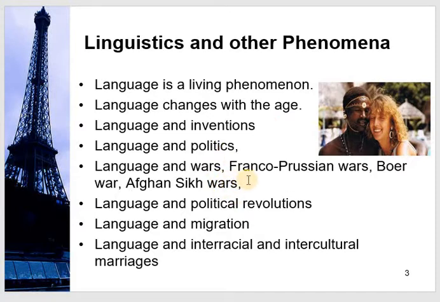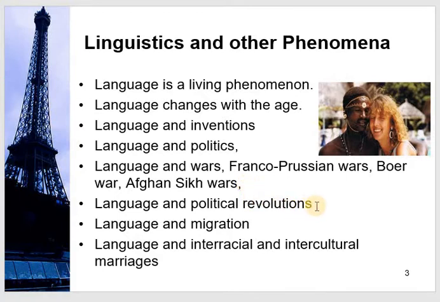Language and wars: Franco-Prussian wars, Boer wars, Afghan-Sikh wars, these wars were fought in the 19th century. So they also changed the physical boundaries of the countries, and their linguistic boundaries were also changed.